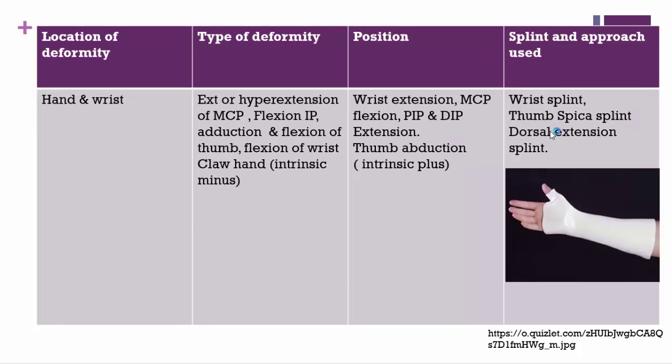For this we can use a wrist splint or a thumb spica splint for this patient. A dorsal extension splint we can also use for this kind of patient.